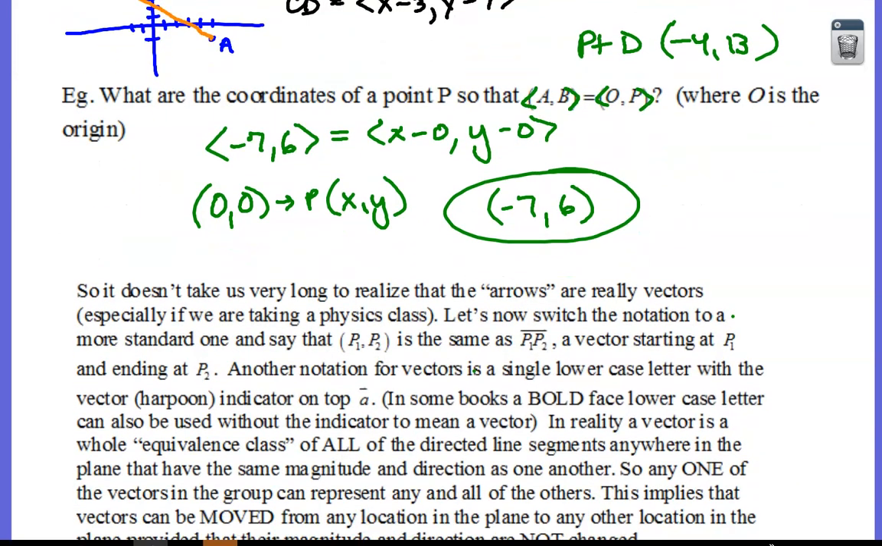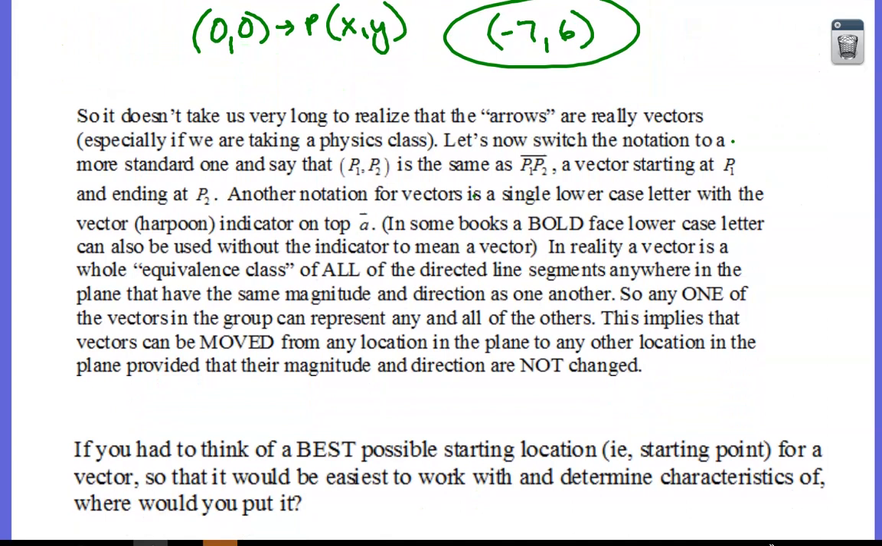Okay, so again, these really are just vectors. This is just me talking about that a little bit more. Again, your vector connects your 2 points. So you have this little harpoon, P1 P2. This means it starts at P1, goes to P2. We can also use a lowercase letter.